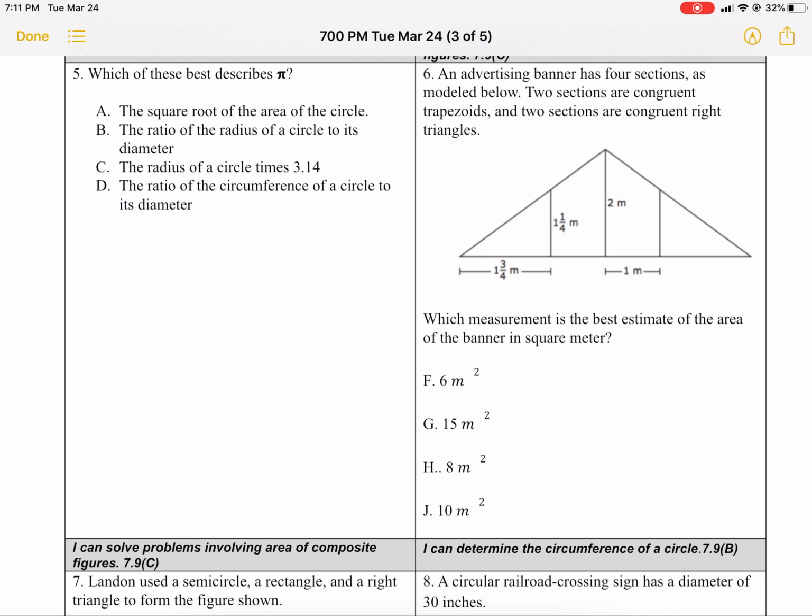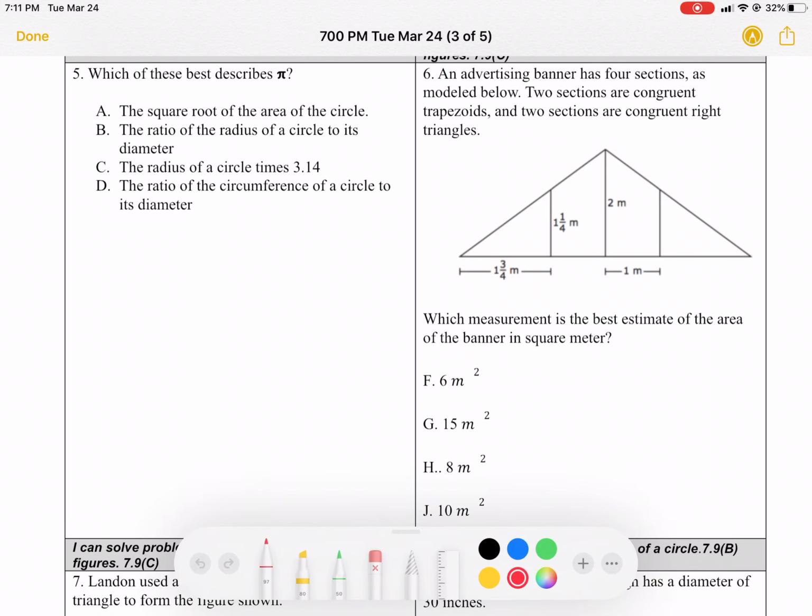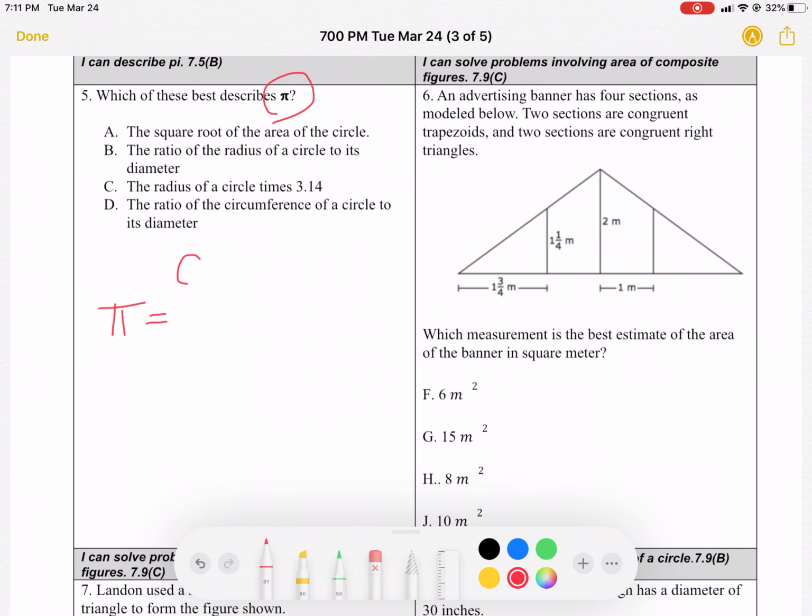Next, number 5. This one is the very exact same question as number 1. It says, which of these best describes pi? Okay, pi is a ratio. And we talked about this and we did all hand motion with this as well. It is a ratio of the circumference divided by the diameter. I just gave you the answer, right? Looks like a fraction, but fraction is another terminology for the ratio. So find the answer.